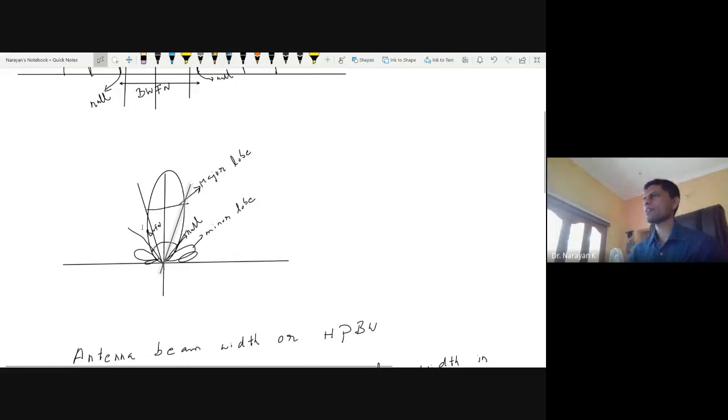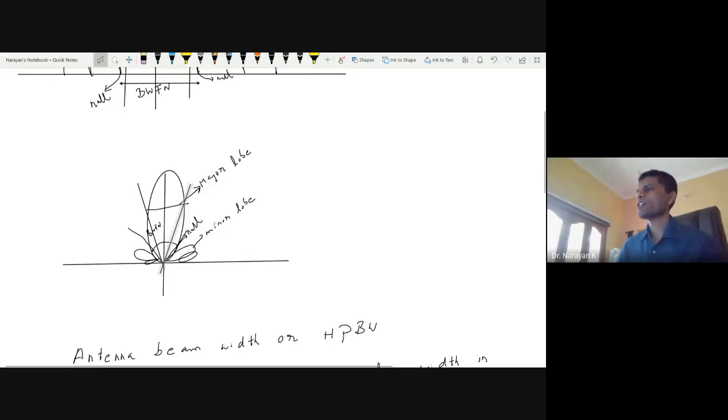Suppose this is some 30 degrees, your half power beam width, and this is the transmitting antenna. Suppose you are having a mobile phone. If you are in the area within that half power beam width direction, you will get a good signal. If you are beyond this point, you won't get a good signal.